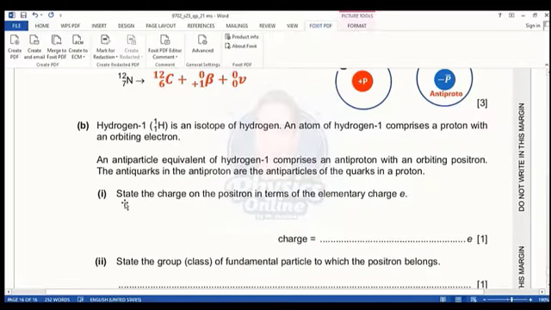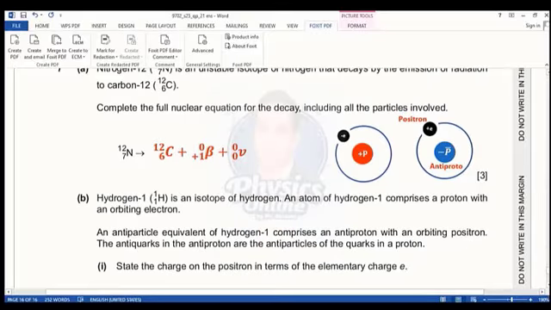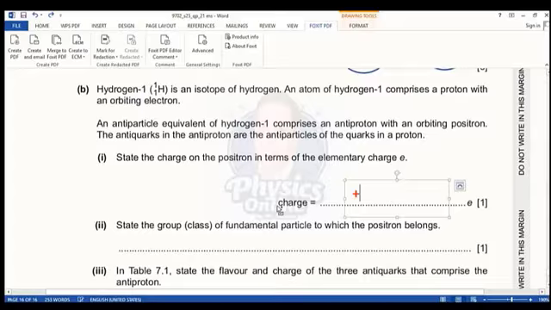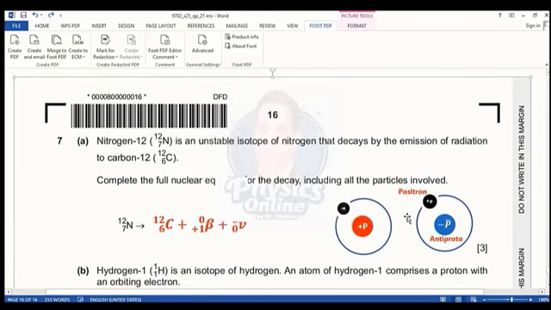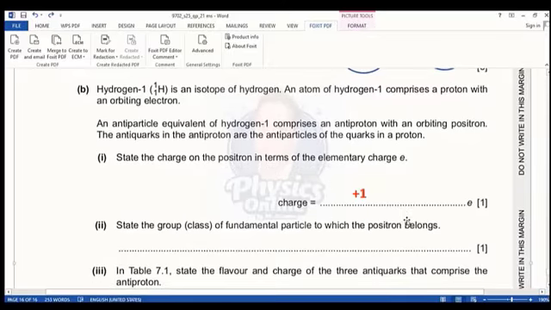State the charge of the positron in terms of the elementary charge e. This is the positron, and it is positive, so the charge here is positive. State the group or class of fundamental particle to which the positron belongs. The positron belongs to the electron family, which are light particles, so it belongs to the leptons.